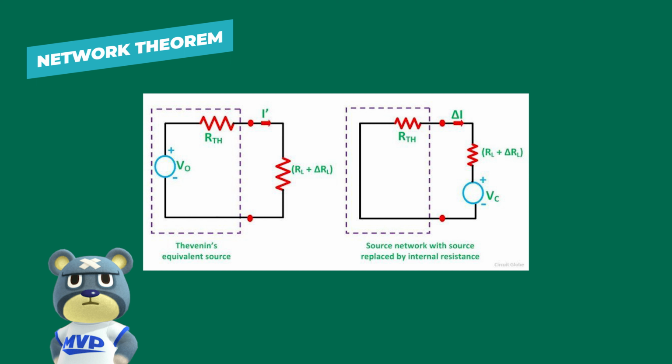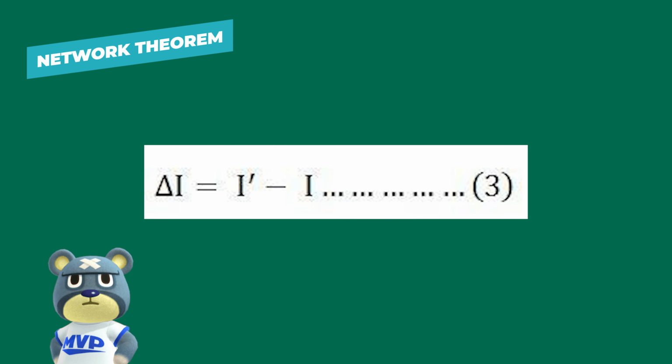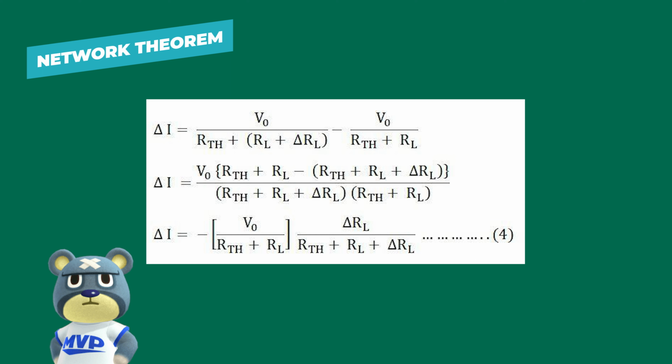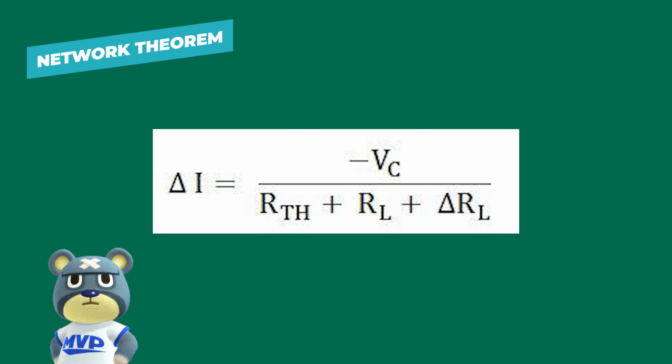Here we get this equation, and the change of current is termed delta I. Therefore, delta I is equal to this equation. Then, putting the values of I dash and I from equations 1 and 2 into equation 3, we get this equation. Now, putting the value of I from equation 1 into equation 4, we get the following equation. As we know, Vc is equal to I delta RL, and it is known as the compensating voltage. Therefore, equation 5 becomes as shown in this figure.